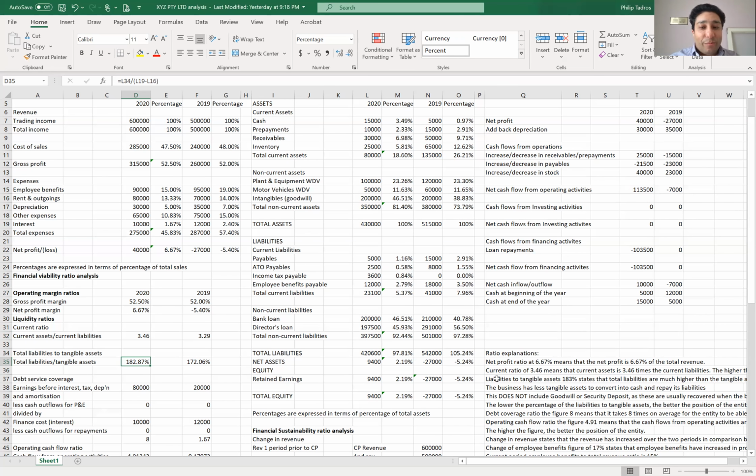What we mean by tangible assets is those that can easily be converted into cash where it's necessary. So in the balance sheet, you have goodwill.